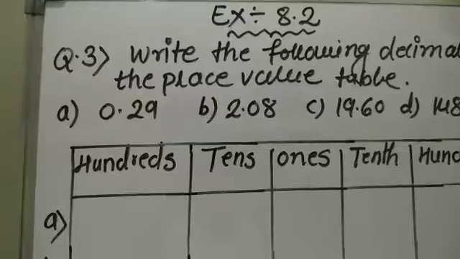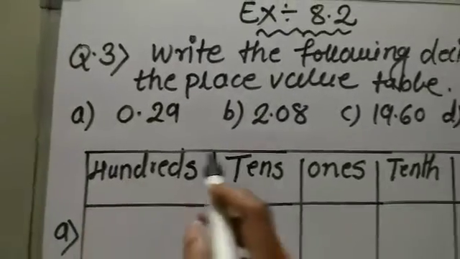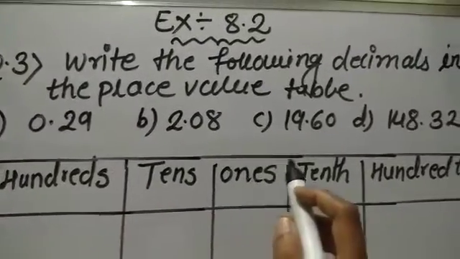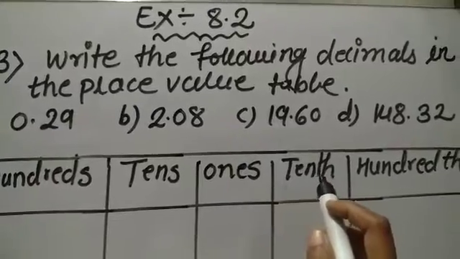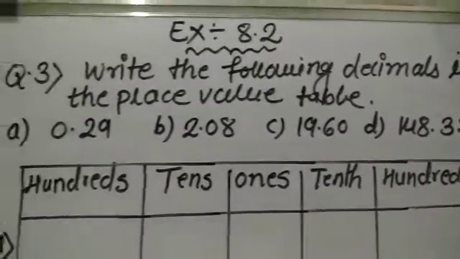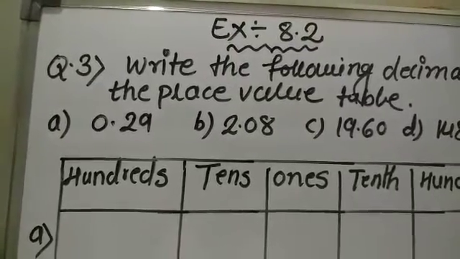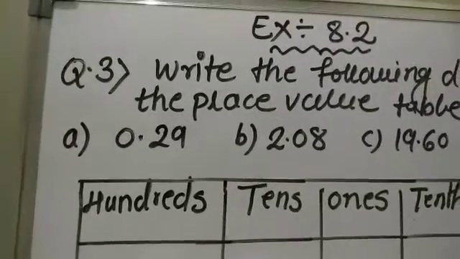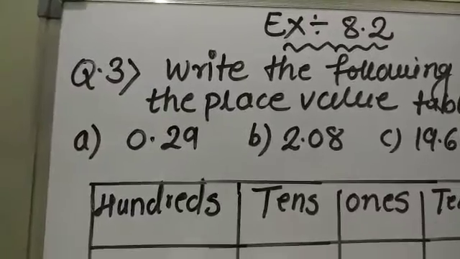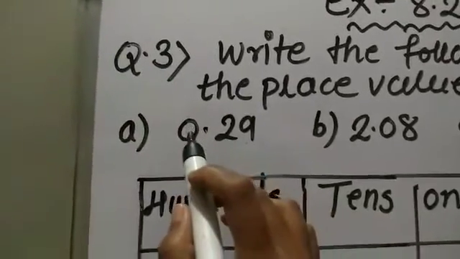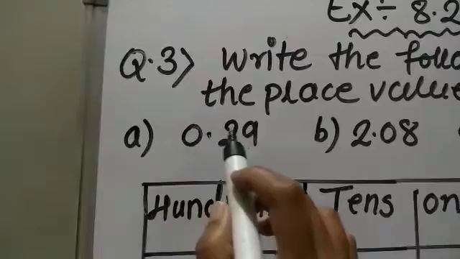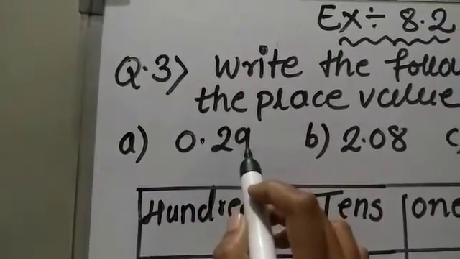I have written the places hundreds, tens, ones. After the ones there is a place tenth and hundredth. Now see the decimal number and then we put this in the place value table accordingly. The first decimal number is 0.29, right? 0 will come at the ones place, this is 10th place and this is 100th place.